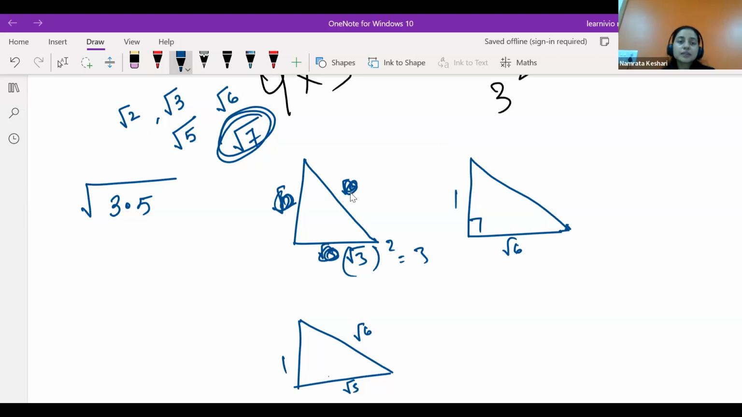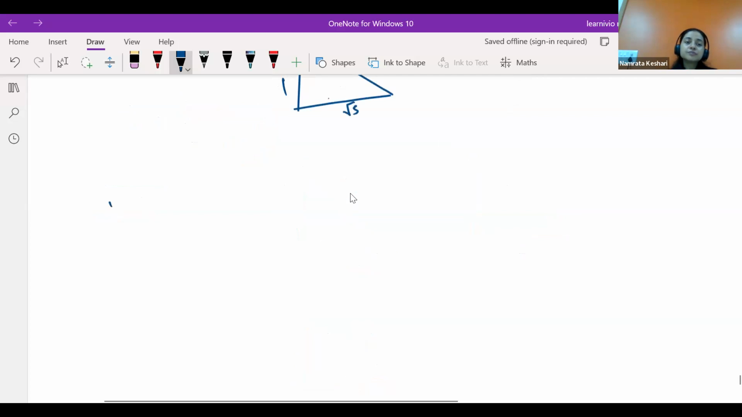Now let's locate this 3.5. Who will say what to do over here? Everyone is having a geometry box. I'm giving you 2 minutes. Yes, ma'am. Everyone is having. If anyone is not having, please take 2 minutes and bring it, because we are going to do this construction over here: how to locate root 3.5.